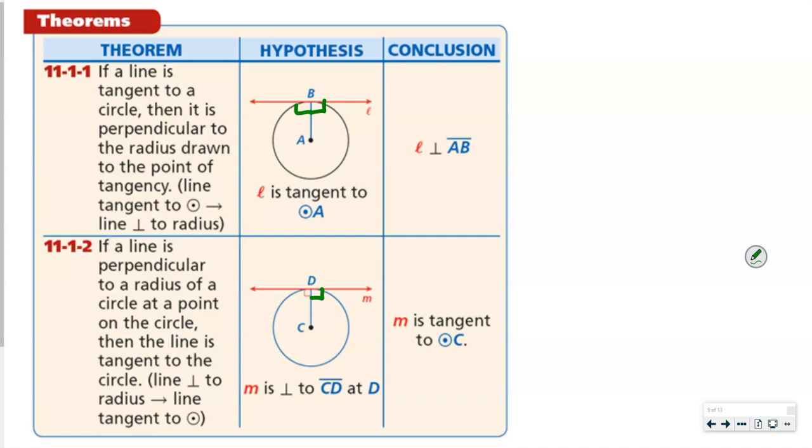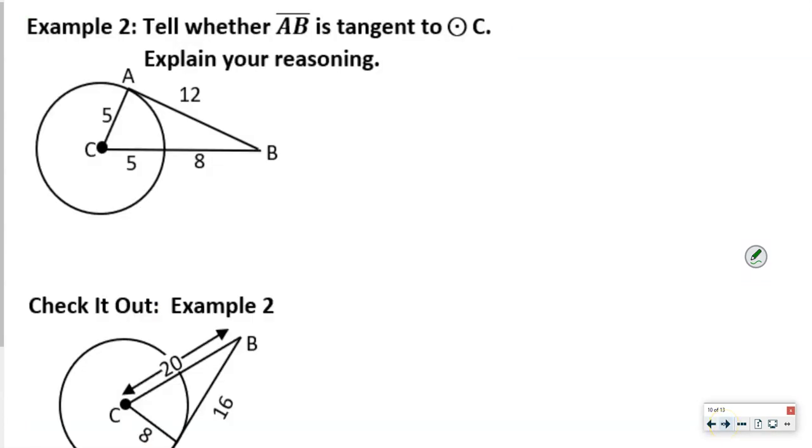So it says L is tangent to circle A at the top. L is perpendicular to line AB, or segment AB. And then M is perpendicular to CD. Line M is perpendicular to CD at point D. So M is tangent to circle C. All right, so now we're going to tell whether AB is tangent to circle C, and we're going to explain our reasoning here. So if it's tangent, then there should be a right angle here, right? Because this is our radius, and this would be our tangent, right?